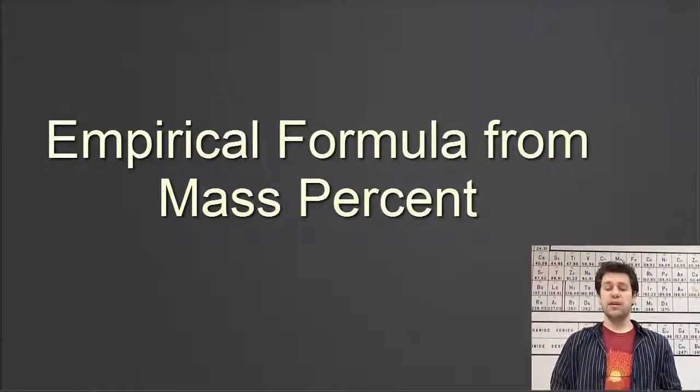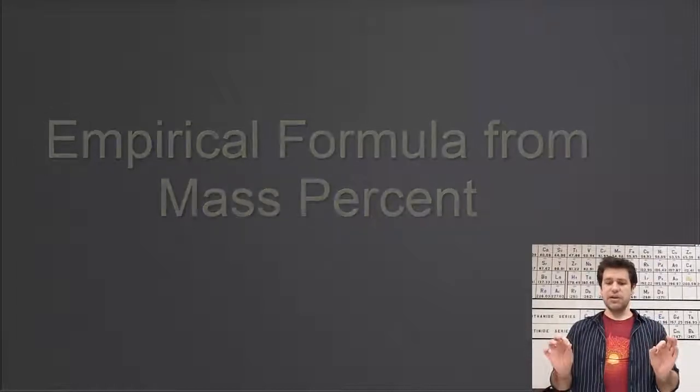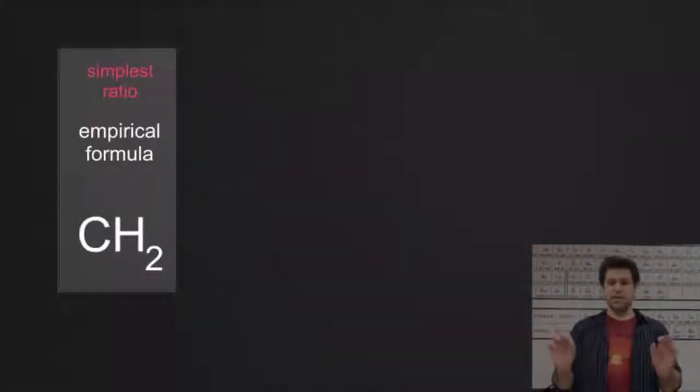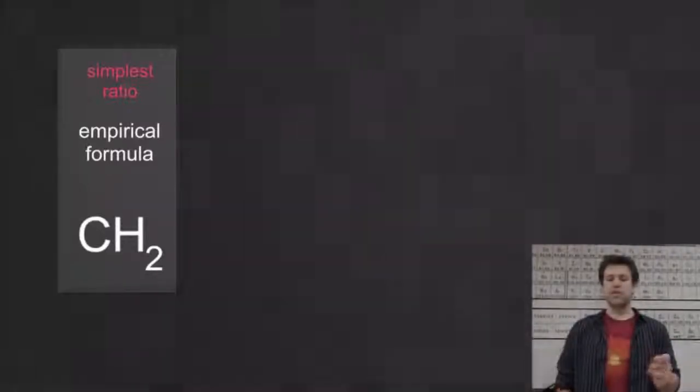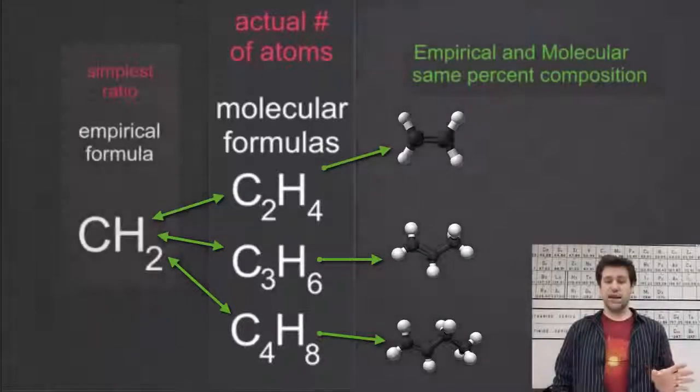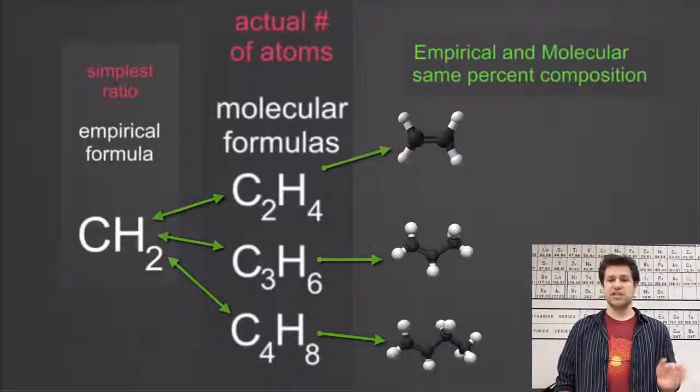Today we're going to work with empirical formula using mass percentages. Molecular formula and empirical formula. Empirical is the simplest ratio of atoms. You simplify it down and only have whole numbers. Molecular formula is the actual number of atoms. They're both the same as far as your mass percentage composition is concerned.